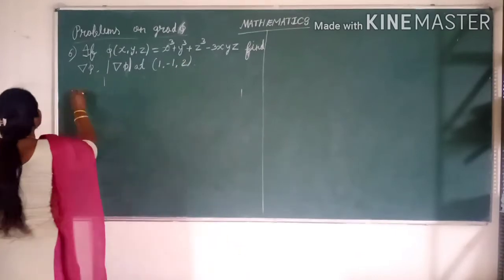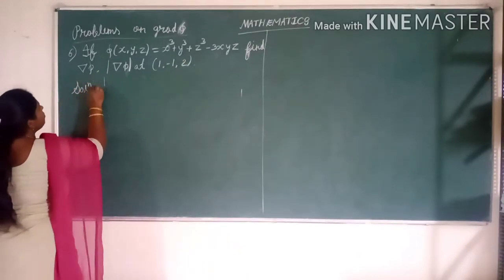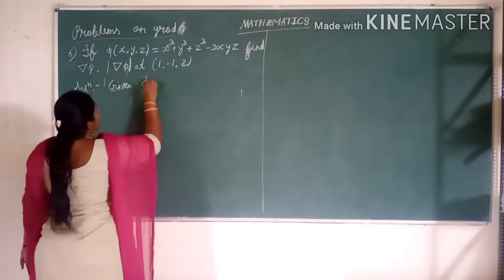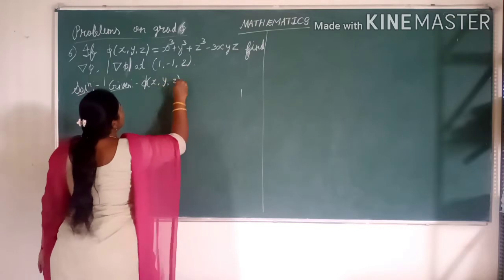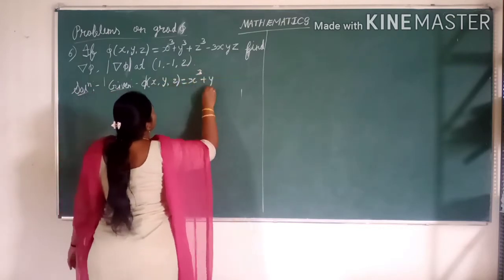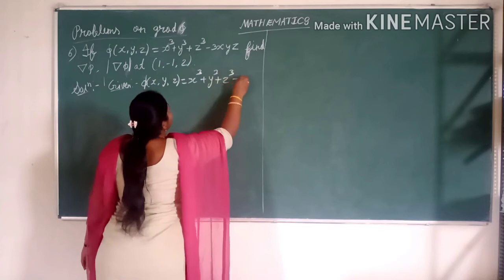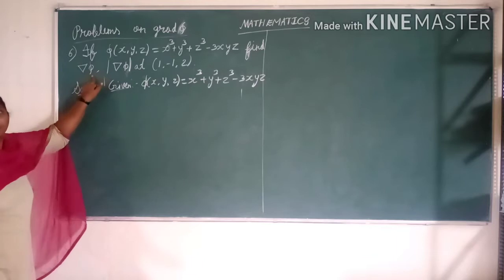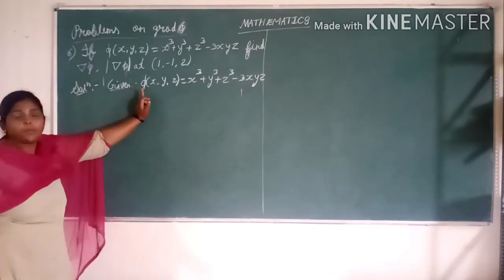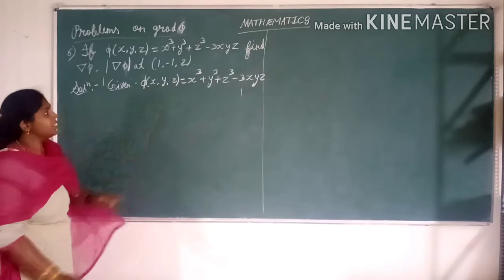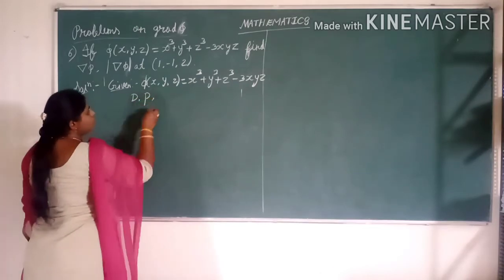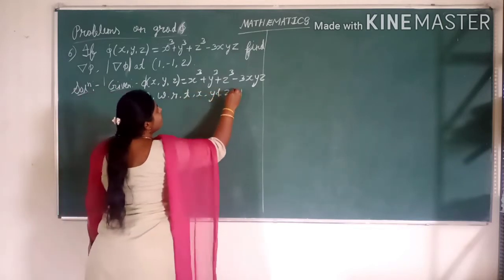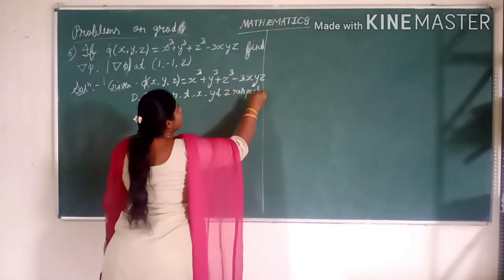Then, first, solution. Write down the given function. Phi of x, y, z is equal to x cube plus y cube plus z cube minus 3xyz. Then to find the grad phi, we need the partial derivatives: dou phi by dou x, dou phi by dou y and dou phi by dou z. Then differentiate partially with respect to x, y and z respectively, one by one.